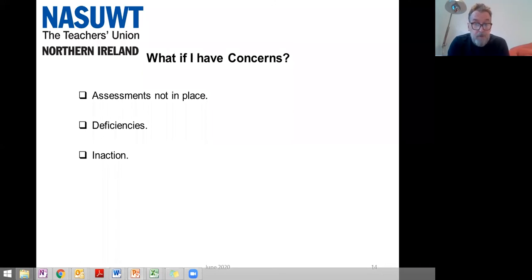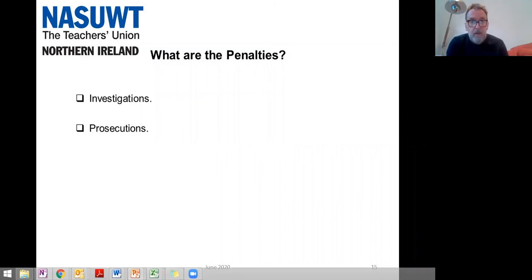Okay, next one, please. What are the penalties? Investigations, prosecutions. If any accident occurs, then an investigation may take place. Depending on the severity of the injuries or the occurrence, remember that an accident does not have to result in an injury to be subject to an investigation. Examples could be fires and explosions, asbestos, lack of asbestos management. An investigation into a health and safety failing will focus first on the risk assessments that are in place.